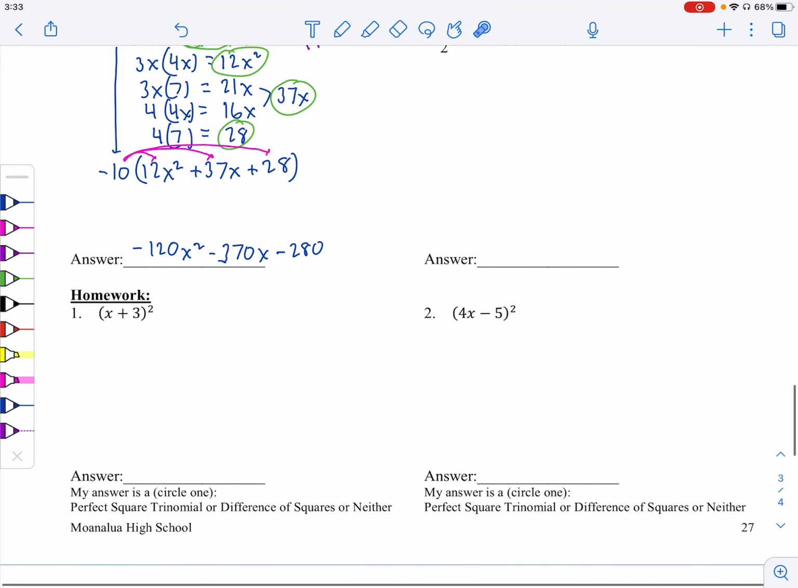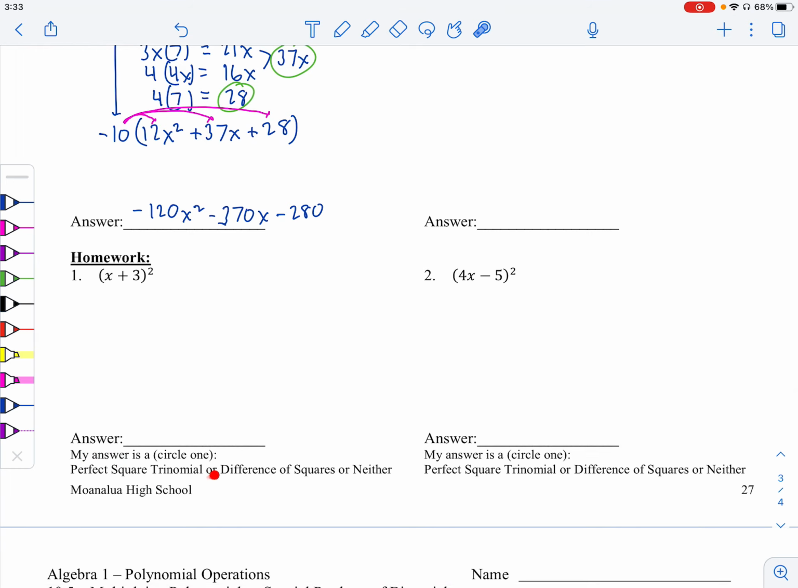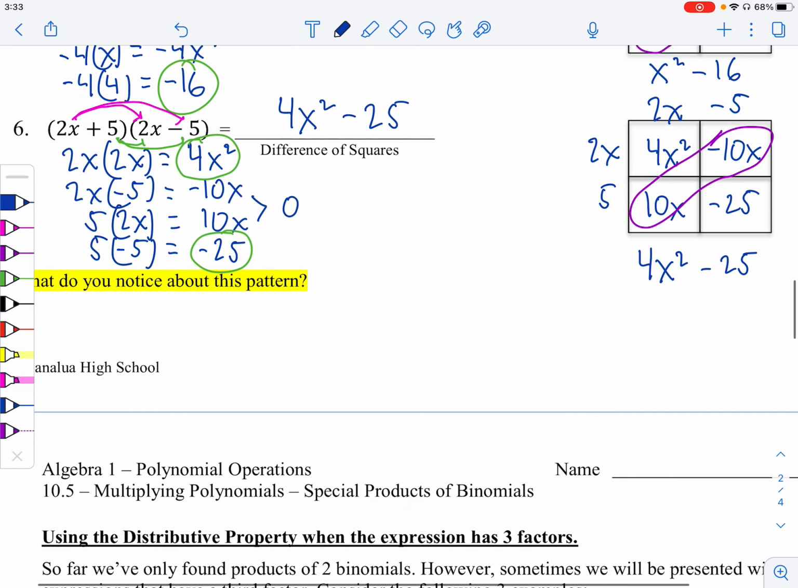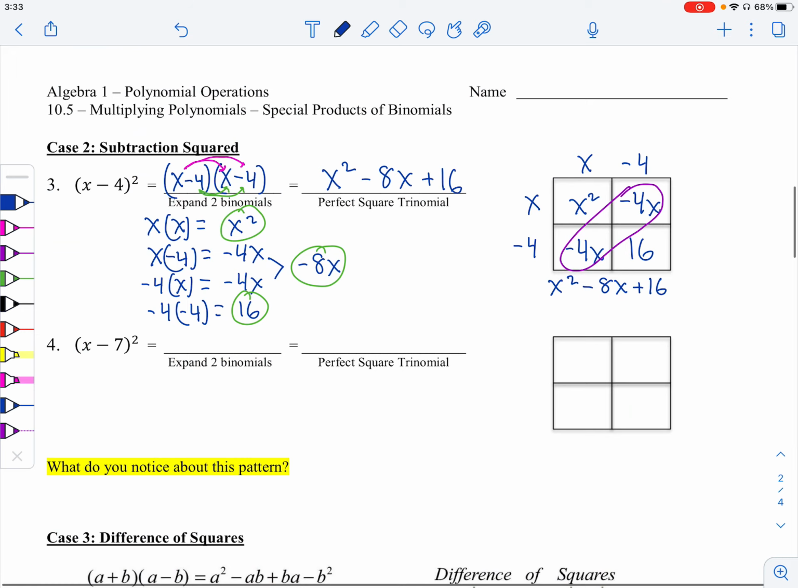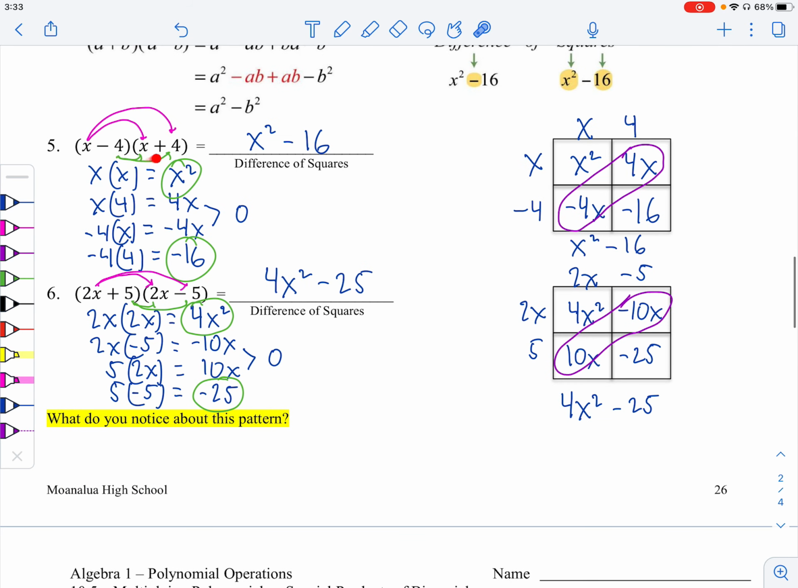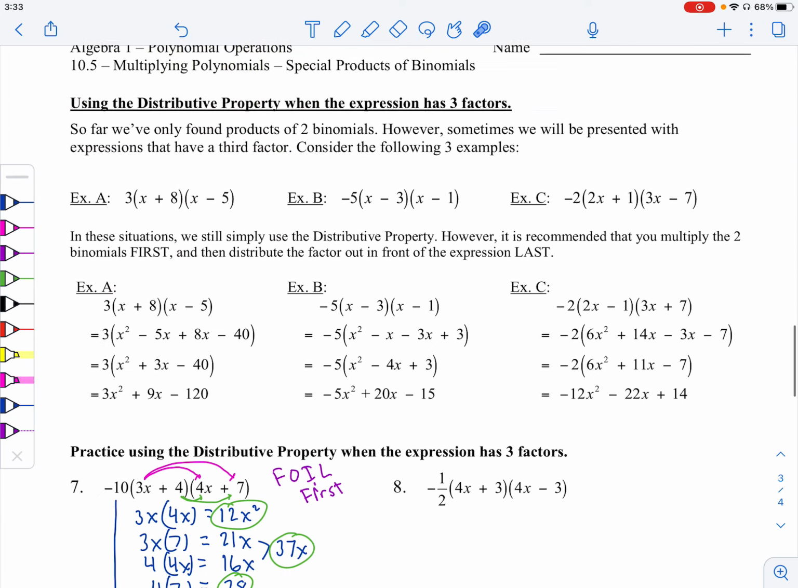All right. And for these ones, just circle perfect square trinomial or difference of squares, right? So you can tell already. If it starts with a binomial squared, like before, it's always going to be a perfect square trinomial. If it's identical but opposite signs, it's always a difference of squares.